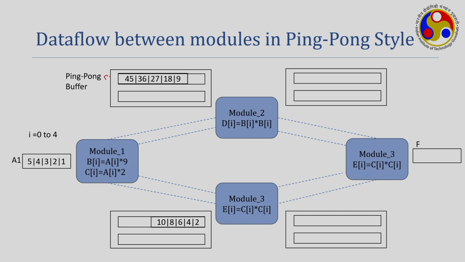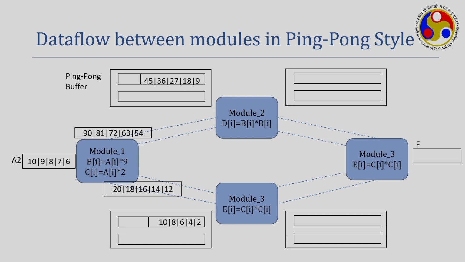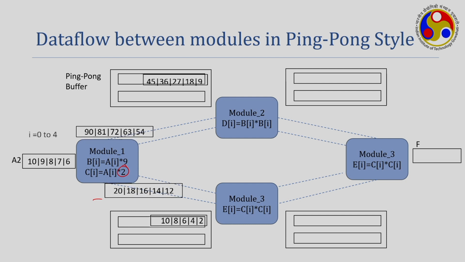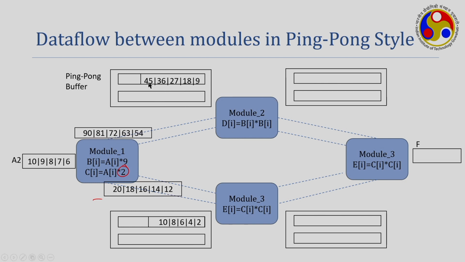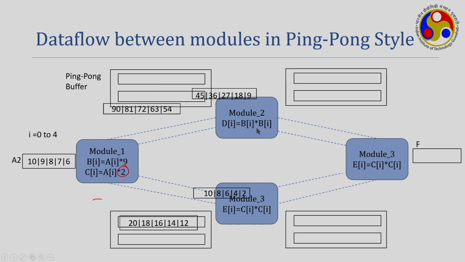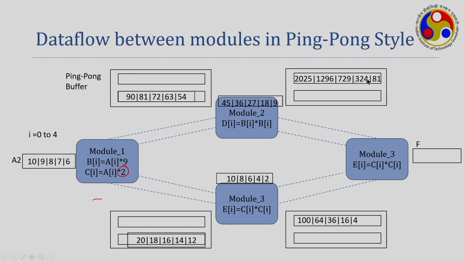So this is your even buffer, this is the odd buffer, this is the even buffer, odd buffer. This is for the first 5 clocks. In the next 5 clocks, it will take A2, multiply the elements by 2 and produce this data, and this will be written into this odd buffer. At the same time, module 2 is now consuming this data from the even buffer, and it will do a square, and this data will be written into this even buffer.